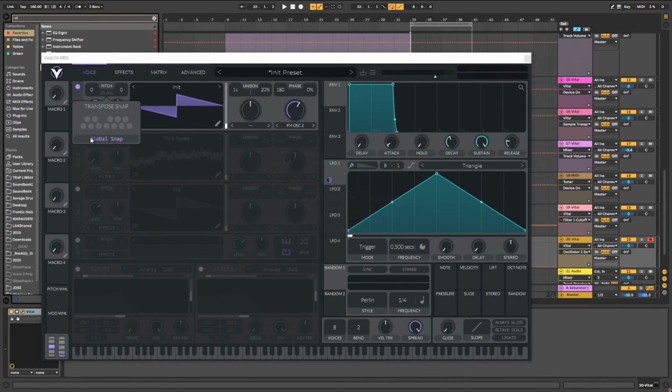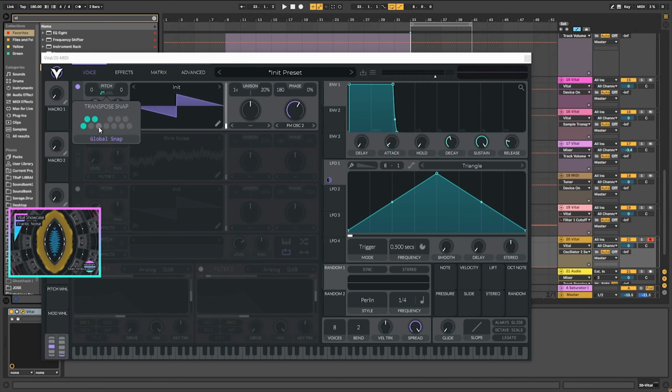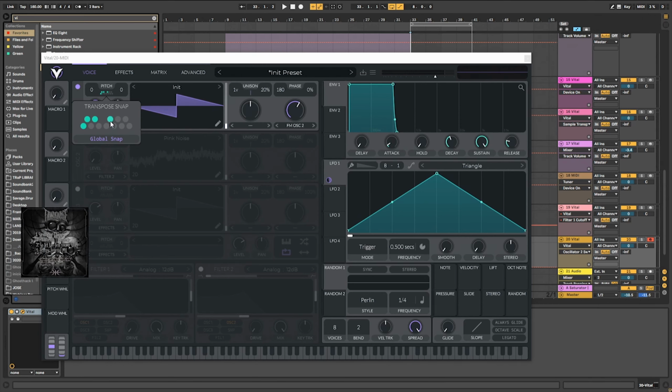So these 12 guys here represent the whole octave, right? So we have the root and the second minor, third minor, 4, 5, 6, 7, 8, 9, 10, 11, 12.